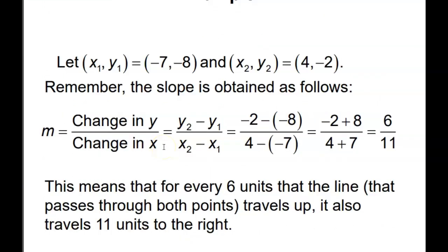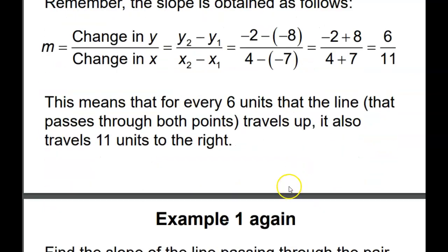So I found 6/11, so here's the calculation again on the slide. What it means is that for every 6 units the line goes up, it travels 11 units to the right. So if I have a line that goes like this, and I don't know if I can change the color here. I'm still learning how to use this. Let me see if it'll let me change colors. Oh, it erased my line. I'm sorry.